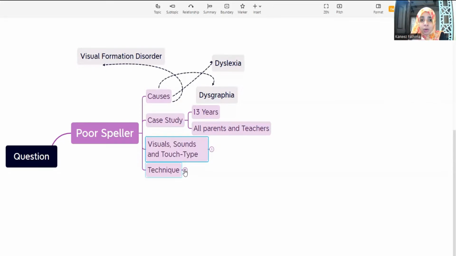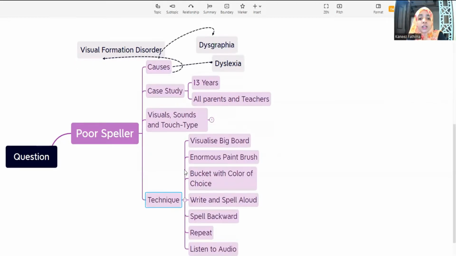So what is the technique about? I'll just share the technique with you. What you have to do: first thing is, ask the child to visualize a very enormous, big-sized board of any color of his choice.